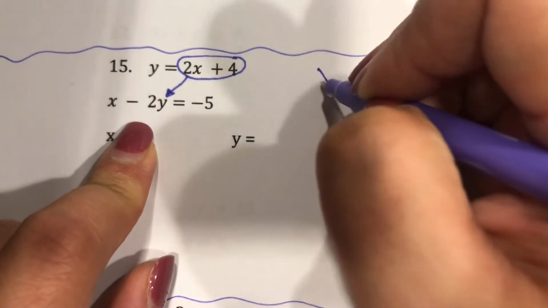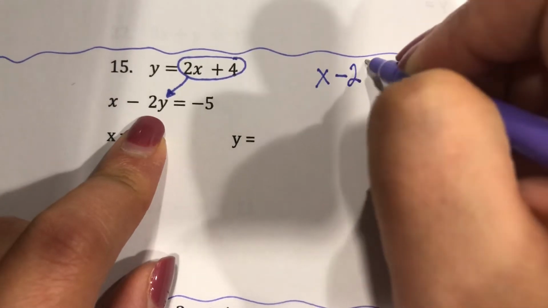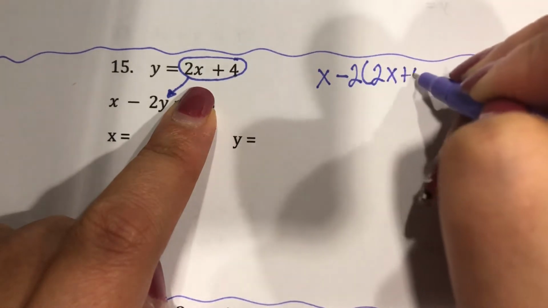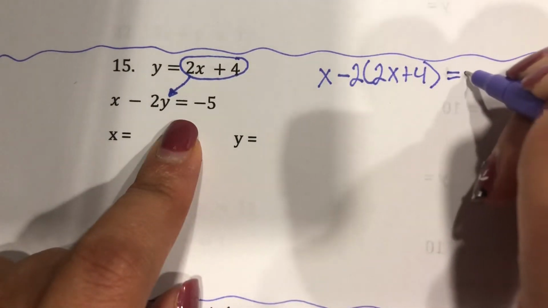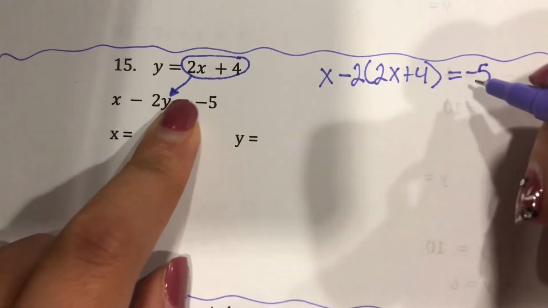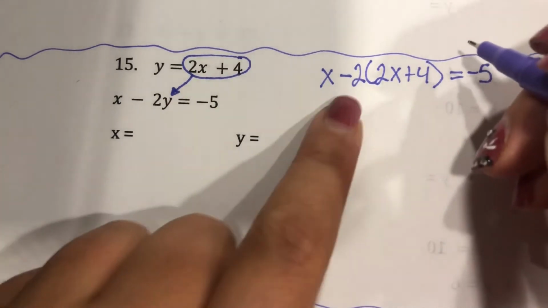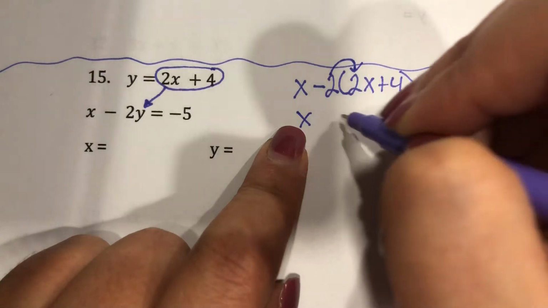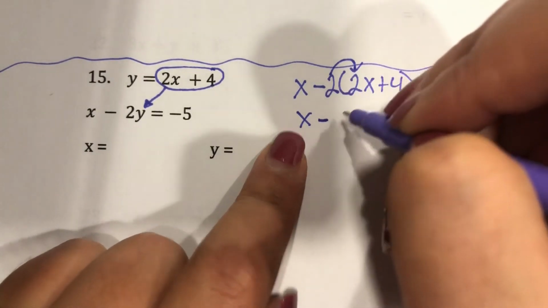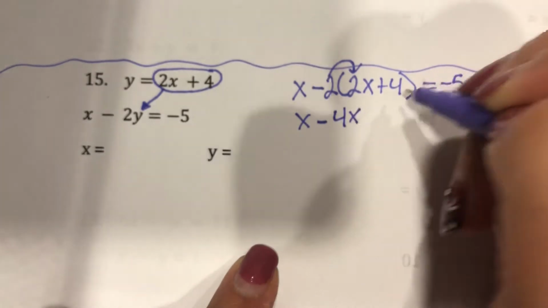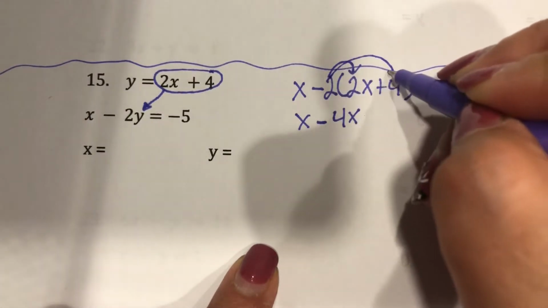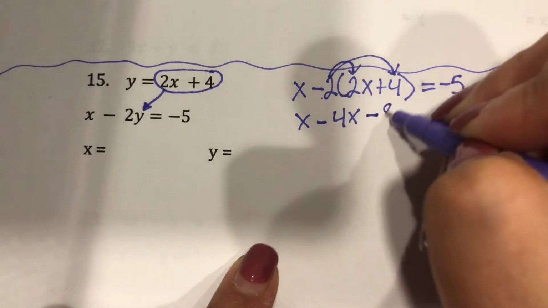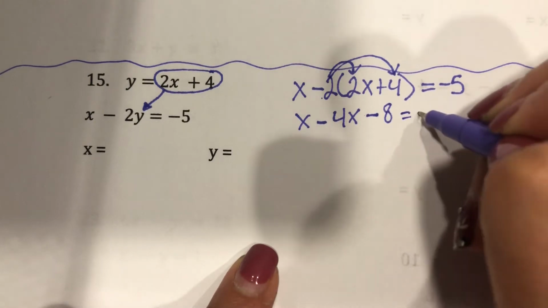So we have x minus 2, and instead of that y, I'm going to put parentheses and substitute in 2x plus 4, and then it equals negative 5. So again, substitute in the value for y into your y. Now solve. I have x minus 2 times a positive 2. A negative and a positive gives me a negative. 2 times 2 gives me 4x. A negative 2 times a positive 4: a negative and a positive gives me a negative again. 2 times 4 gives me an 8. And then bring everything else down.